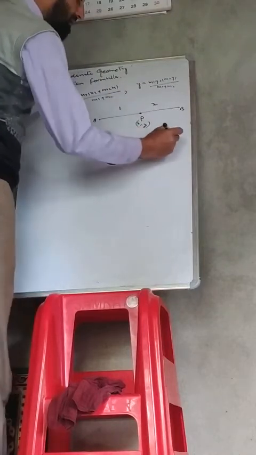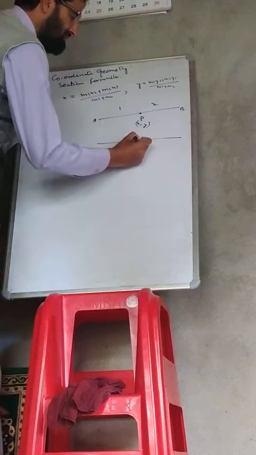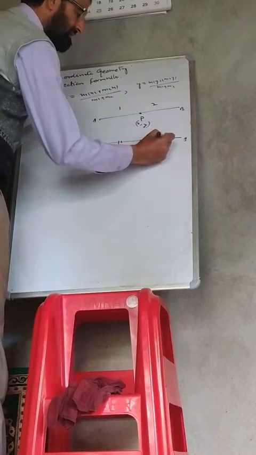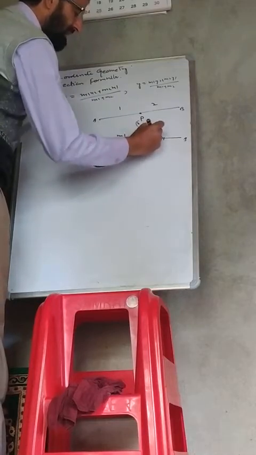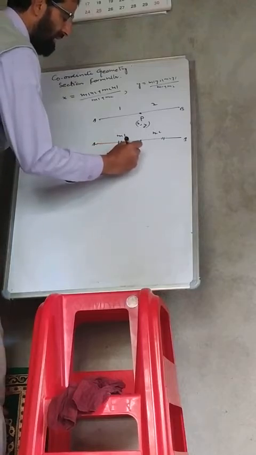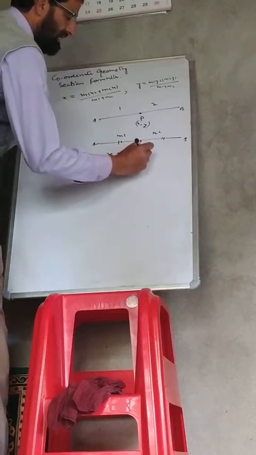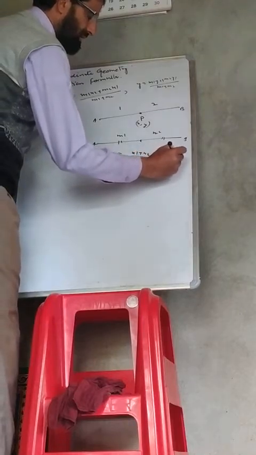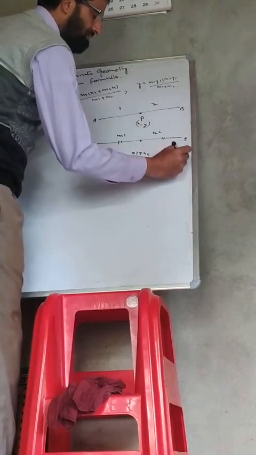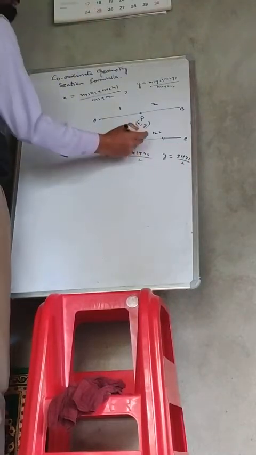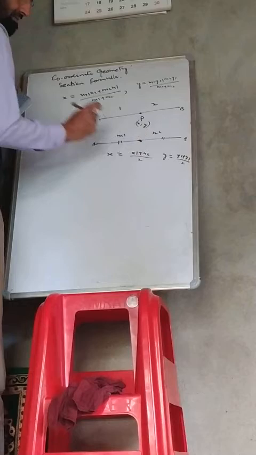And similarly, we have already discussed it if two sections are equal, that is, this section is equal and this section, that is ratio is equal, m1 is equal to m2, then obviously this x coordinate is given by x1 plus x2 by 2, and y coordinate is given by y1 plus y2 by 2. That is when the two sections are equal.